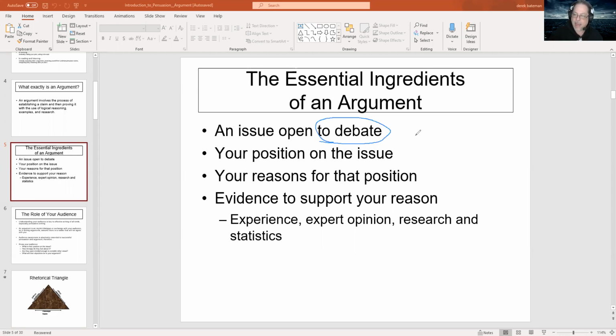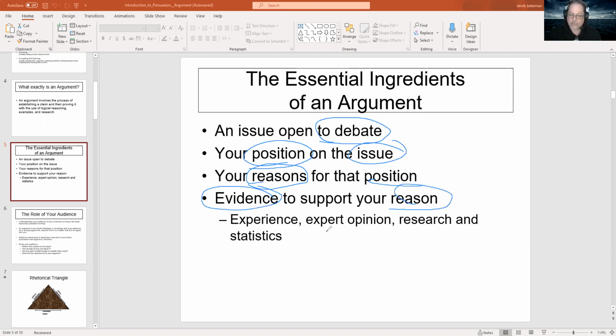Right? It's not math. It's not 2 + 2 is 4. You're taking a position on a specific issue, in this case, the issue related to the story you're writing on. You're going to give your reasons for taking that position, and you're going to be giving evidence to support your reason.